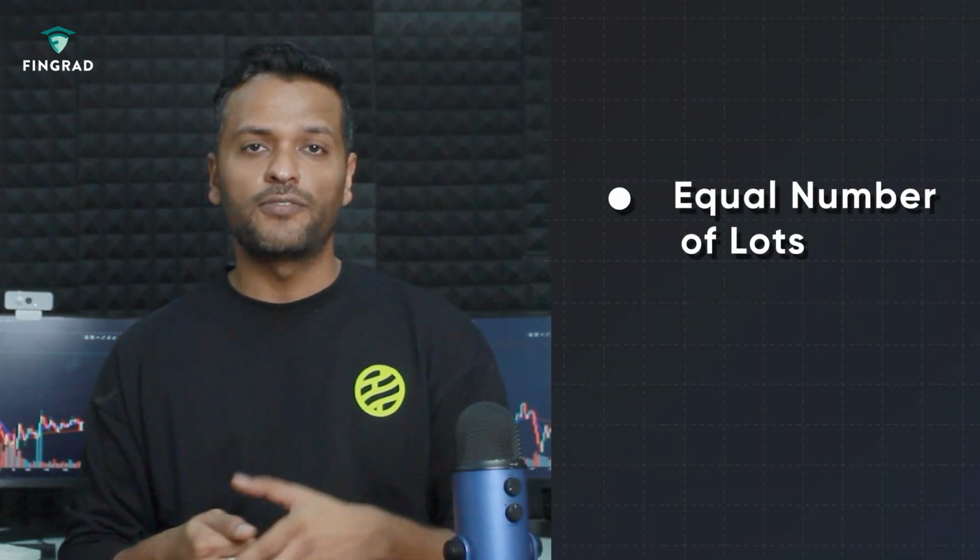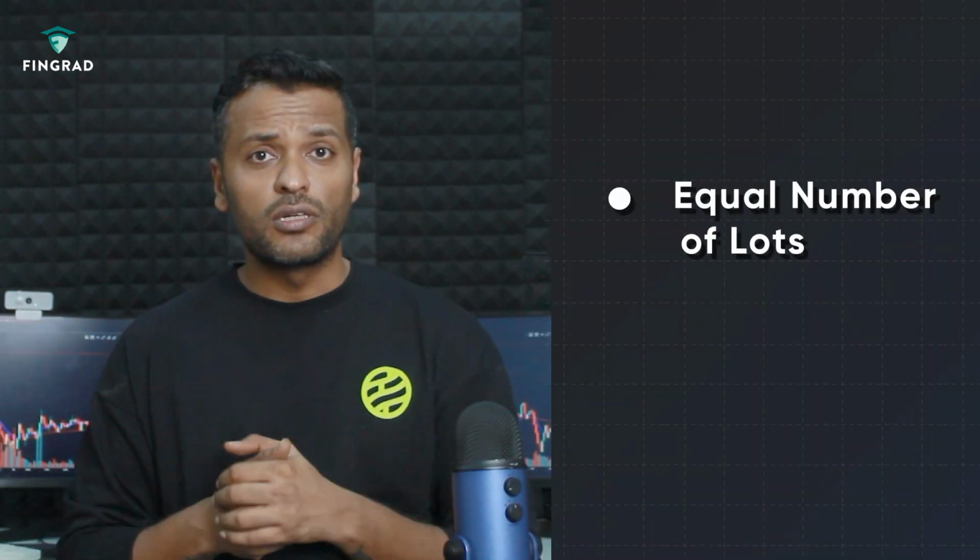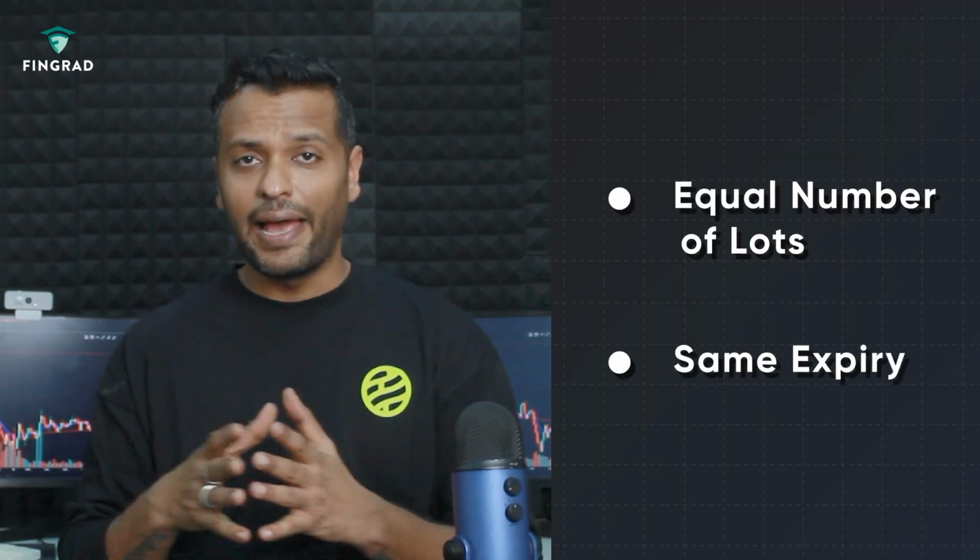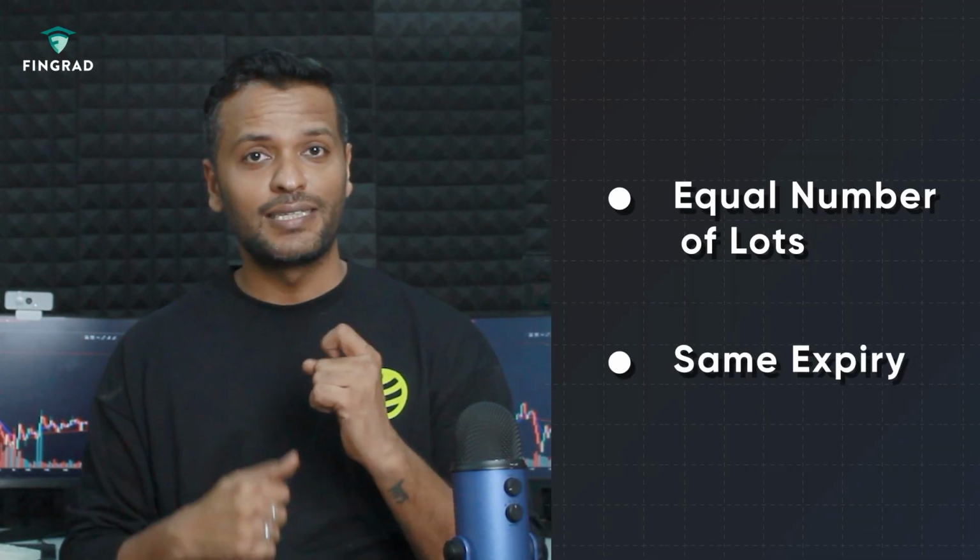Couple of assumptions which you have to keep in mind while using the strategy of bull call spread. Both the legs need to have an equal number of lots. You can't have 3 lots here, 2 lots there. That is not a proper implementation of the strategy. And both the legs need to have the same expiry.